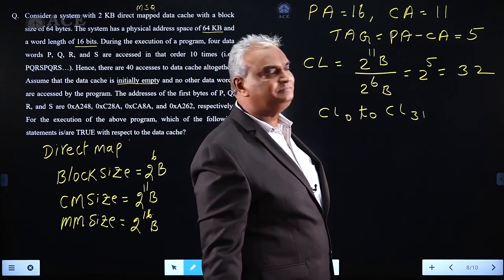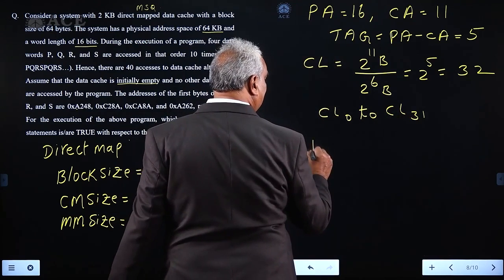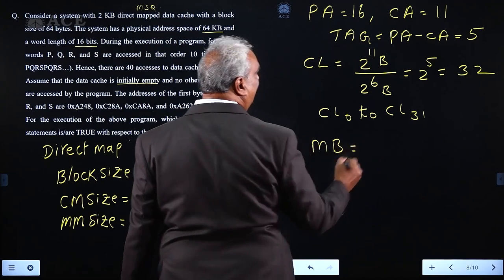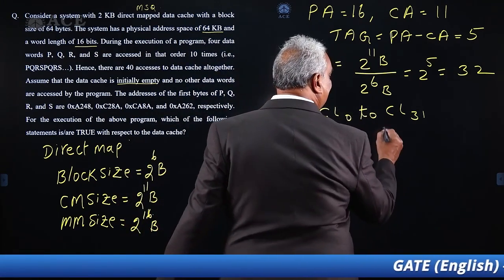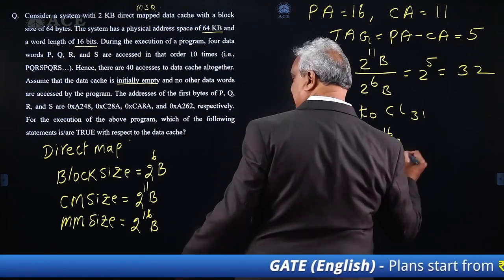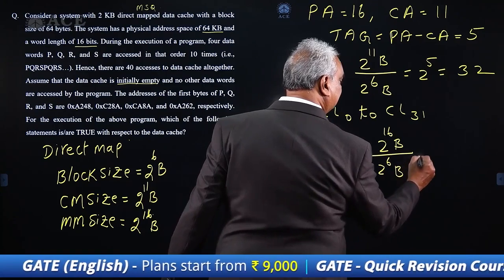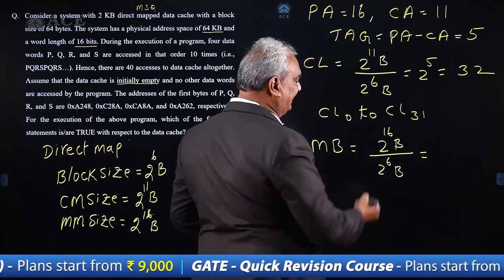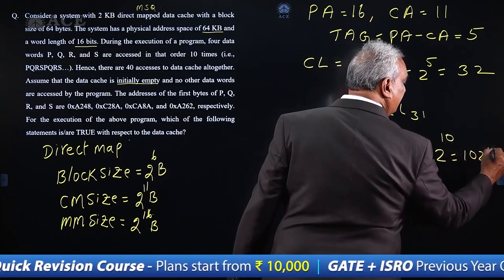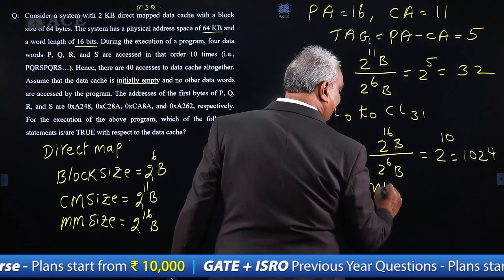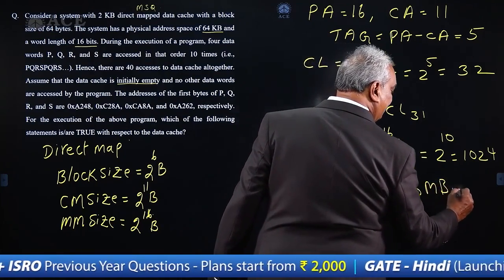Okay. Next, how many main memory blocks are there? MB, number of main memory blocks. Here, main memory capacity is 2 power 16 bytes and each block size is 2 power 6 bytes, so it is 2 power 10, which means 1024: MB0 to MB1023.